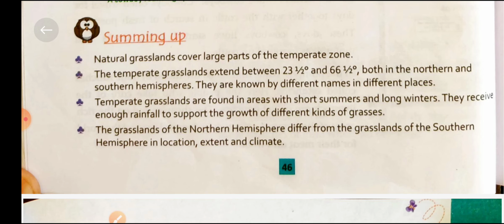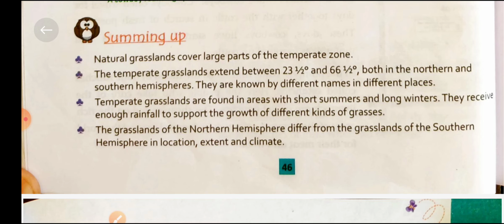Temperate grasslands are found in areas with short summers and long winters. In temperate grassland areas, the summer is very short but the winter is long. They receive enough rainfall to support the growth of different kinds of grasses. The rainfall is very low, but it is enough for the grass to grow. No trees are found here, so this region is also known as treeless grassland.